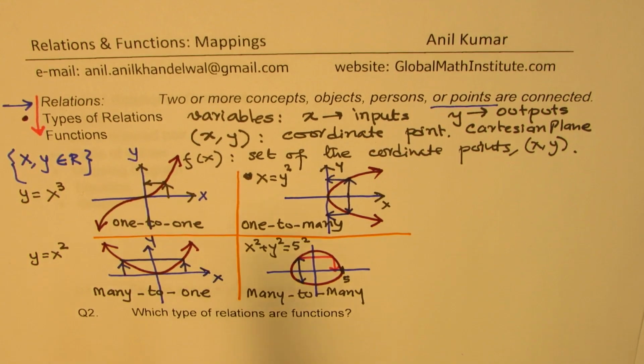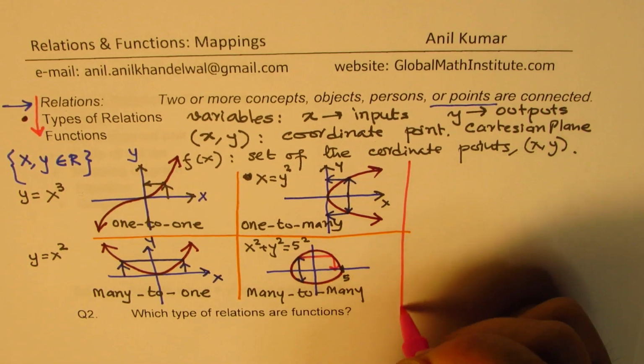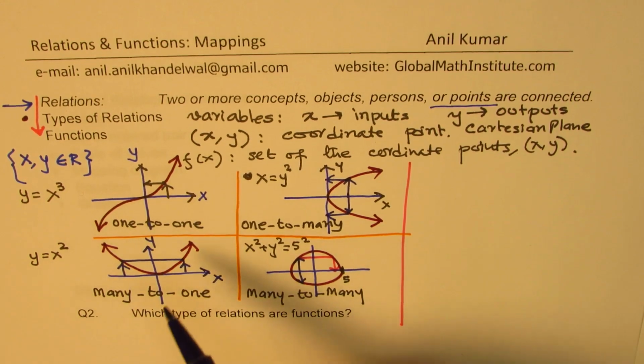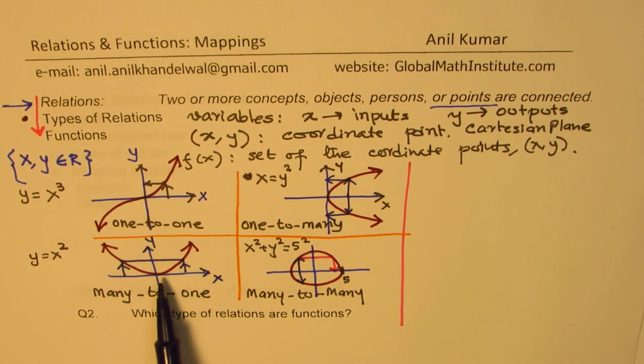Now, we'll distinguish between relations and functions at this stage. You note that all these relations can be represented in terms of equations, right? So we do have algebraic representation. However, we see that 2 are special cases where every element of x is uniquely associated with y, right? So those are called functions.